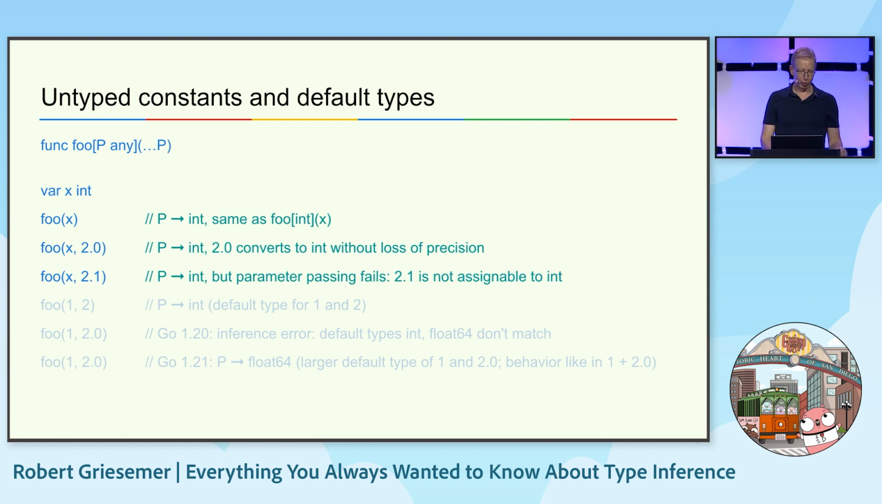Let's consider a function foo here, which takes an arbitrary number of arguments, and they must all be of the same type P.